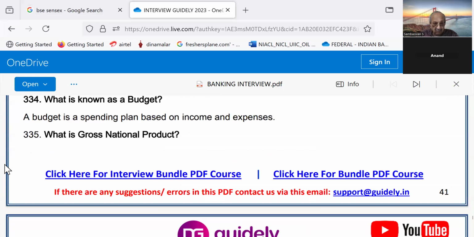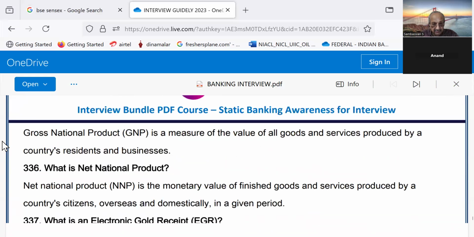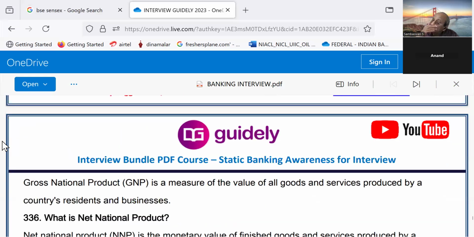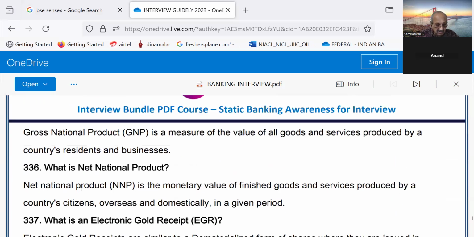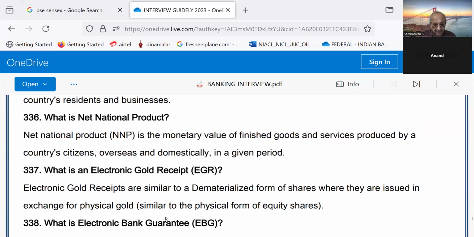What is known as a budget? A budget is a spending plan based on income and expenses. What is gross national product? Gross national product (GNP) is a measure of the value of all goods and services produced by a country's residents and businesses. What is net national product? Net national product is the monetary value of finished goods and services produced by a country's citizens overseas and domestically in a given period.